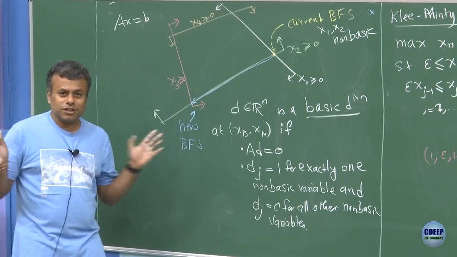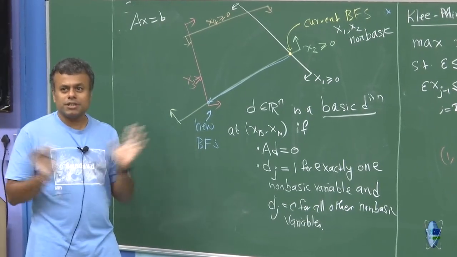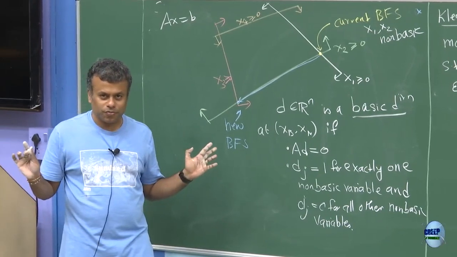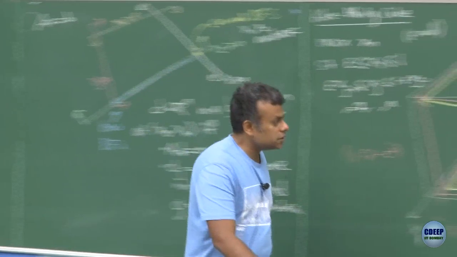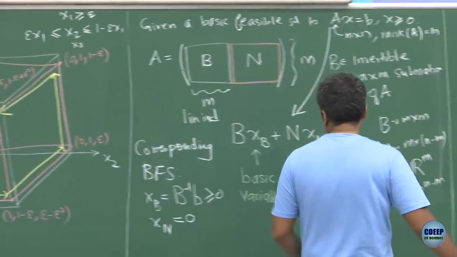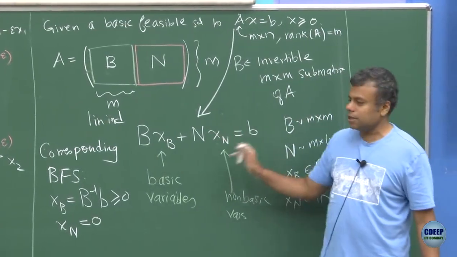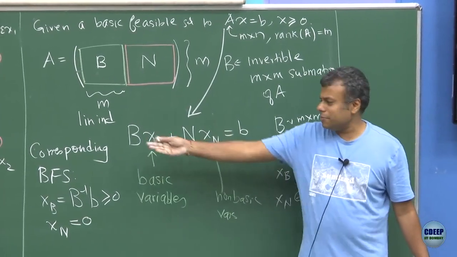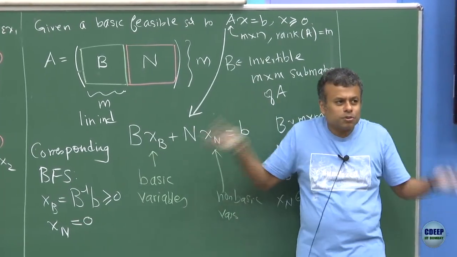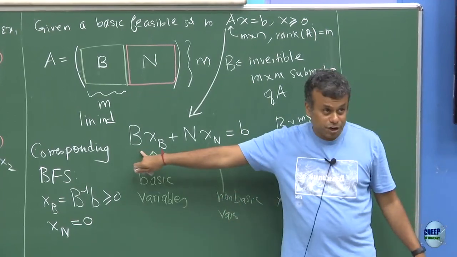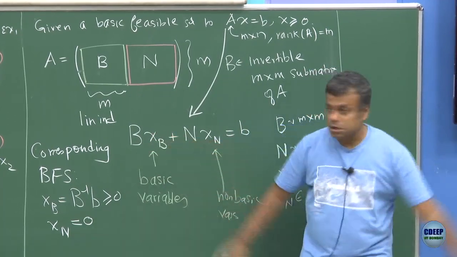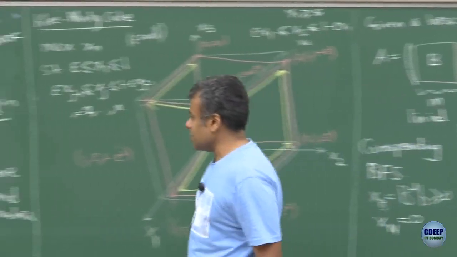Again, note we are not saying anything about basic variables because that is not under our control. Once you decide to play around, imagine we are trying to solve the system. The moment you fix the non-basic variables here, the basic variables have no other option. They have to go along with it, right? Because B is invertible, there is no other option. So that is what is called a basic direction.